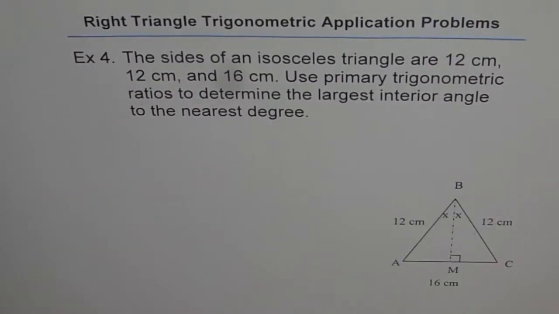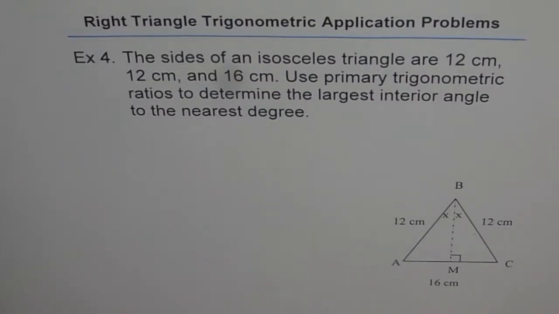Right triangle, trigonometric application problems. Example 4. The sides of an isosceles triangle are 12 cm, 12 cm and 16 cm. Use primary trigonometric ratios to determine the largest interior angle to the nearest degree.